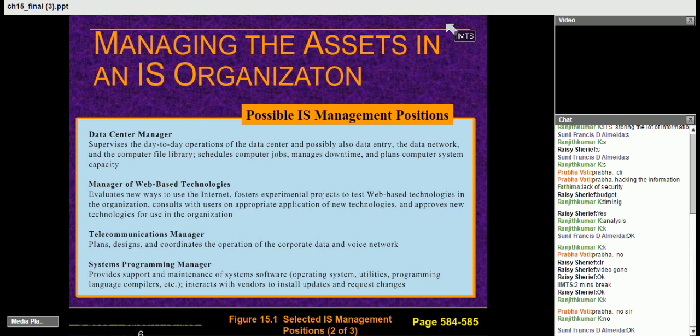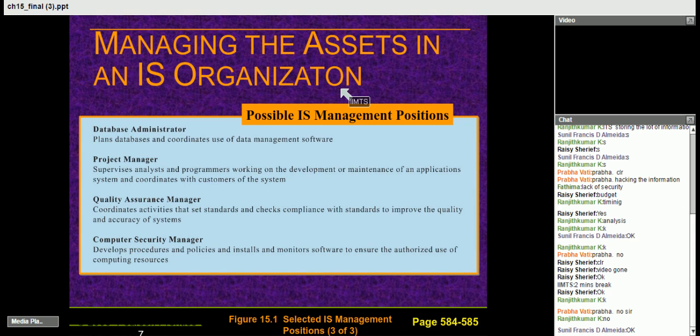Then telecommunication manager plans, designs, coordinates the operations of the corporate data and voice network. System programming manager provides support and maintenance of system software, that is operating system utilities, programming language, compilers, etc. Interacts with vendors to install updates and request changes. Then the database administrator, that is the DBA, plans database and coordinates use of data management software.